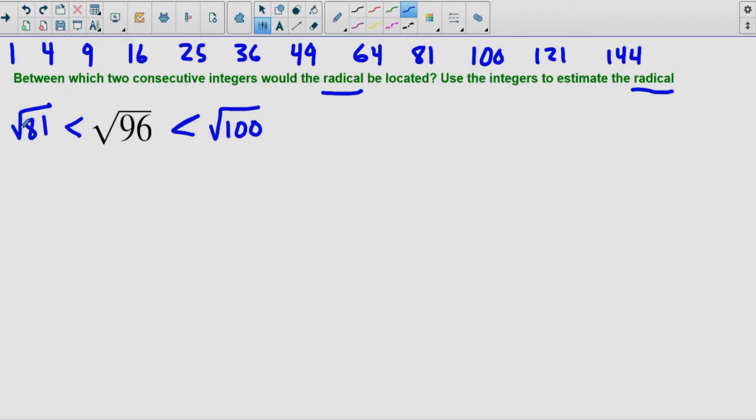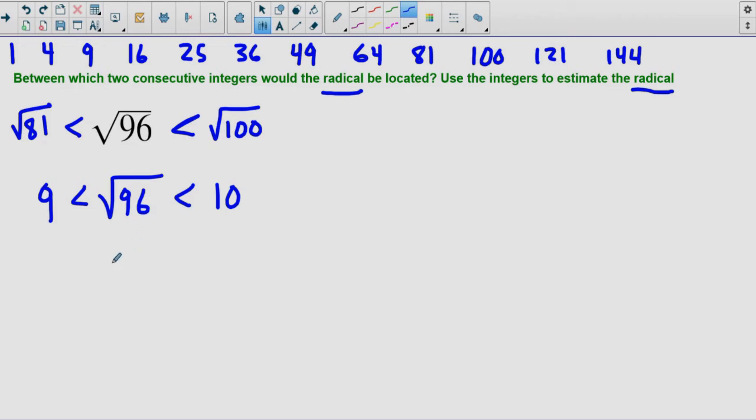So the square root of 81 is 9. All right, and I'll just bring down this. And the square root of 100 is 10. So I know that when I take the square root of this, without a calculator, it's going to be in between 9 and 10. 96 is closer to 100 than it is to 81.